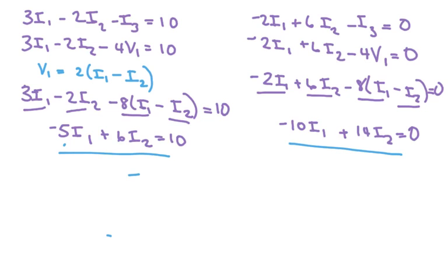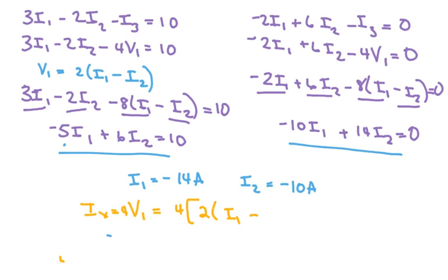I can solve those equations and end up with I1 equals negative 14 amps and I2 equals negative 10 amps. Now we were asked to find Ix, and we know that Ix equals 4V1, which equals 4 times 2 times (I1 minus I2). We can substitute in what we know, negative 14 for I1 and negative 10 for I2, and we end up with negative 32 amps for Ix.